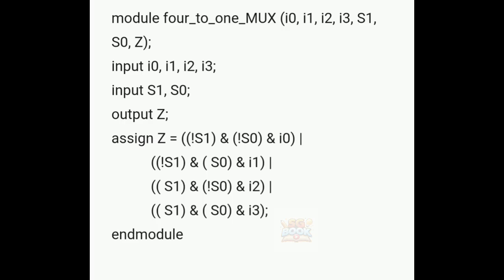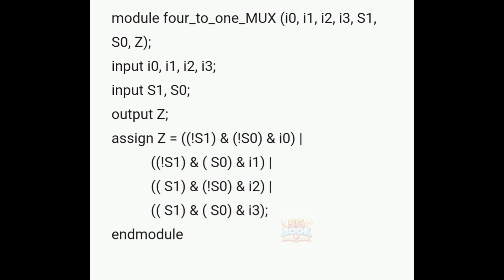Now let me explain a Verilog code for a 4 to 1 multiplexer. I will explain this code line by line and also explain why each statement is used so that even a beginner can understand it clearly. This explanation is very useful for VTU exams.